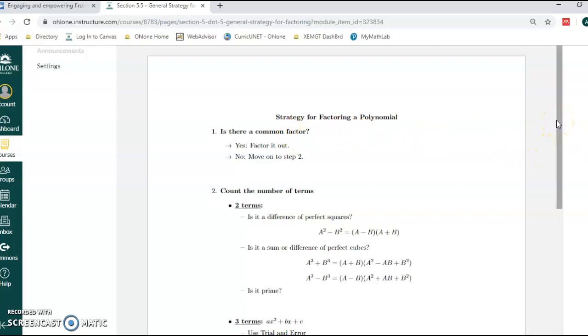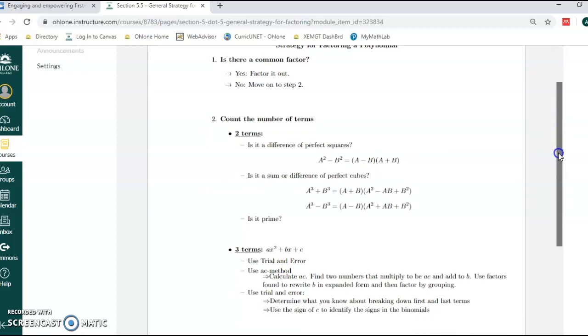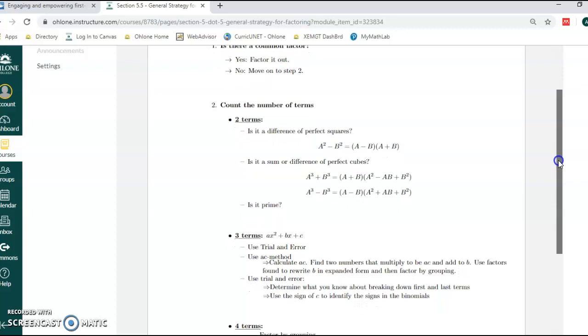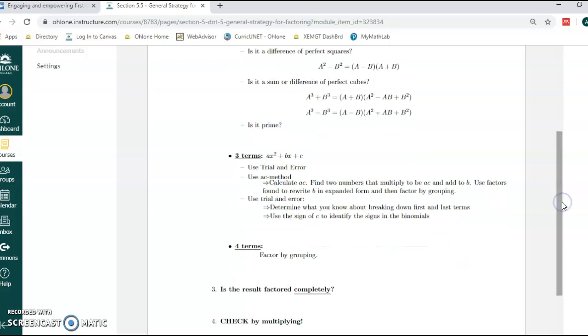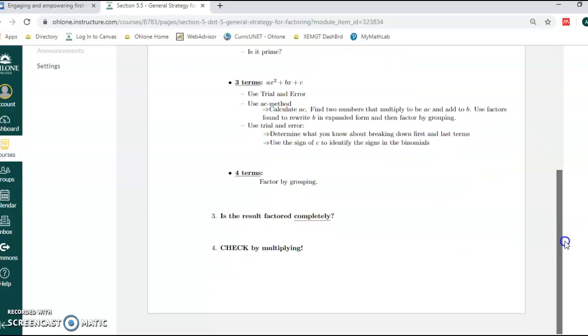The first, check to see if there's a common factor. If there is, factor it out. If there isn't, move on. Count your number of terms. If it's a two-term polynomial, factor it by rule the same way that you did last week. If it's three terms, use trial and error or use the AC method. If it's four terms, factor it by grouping.